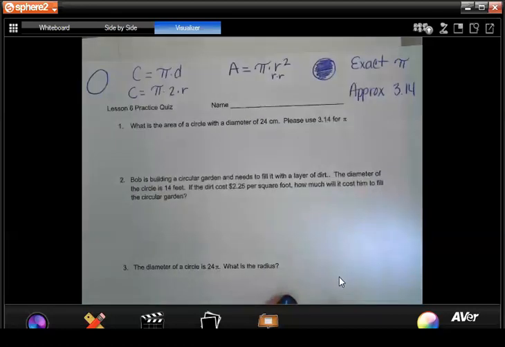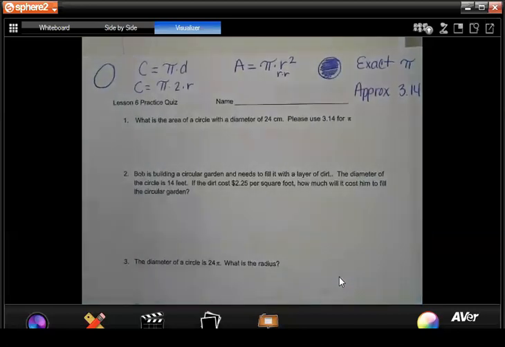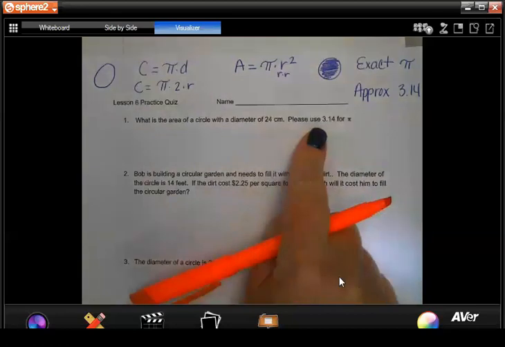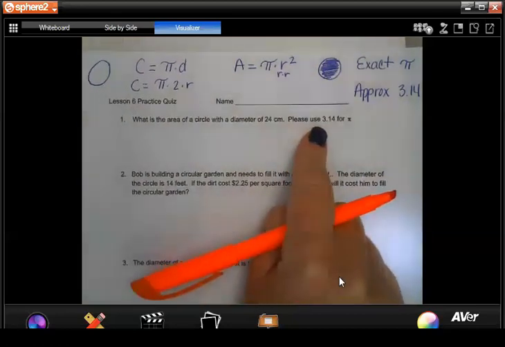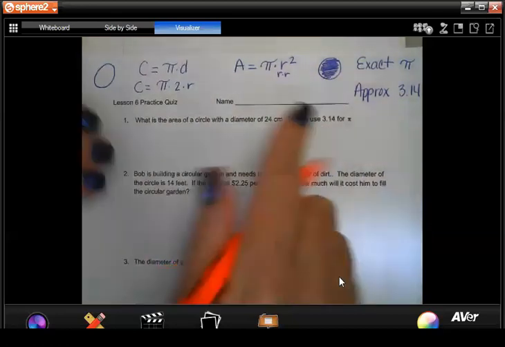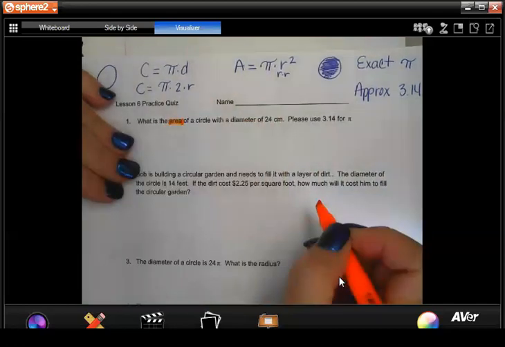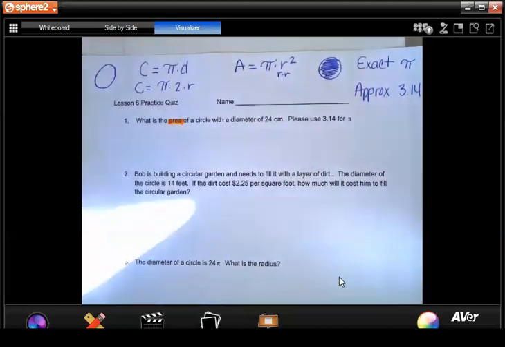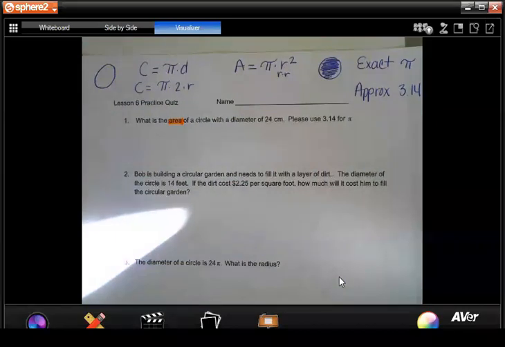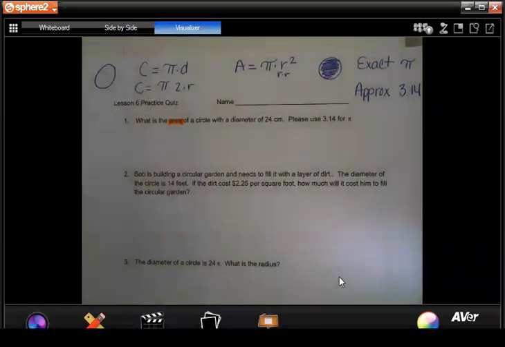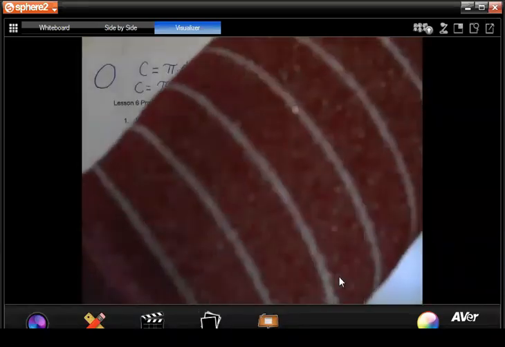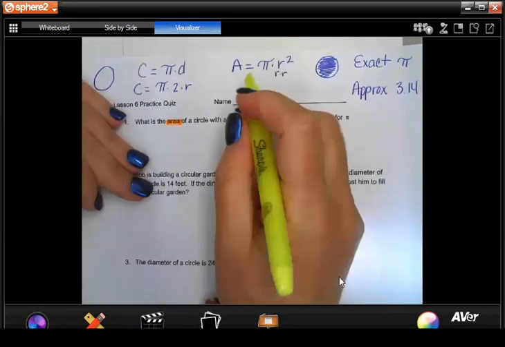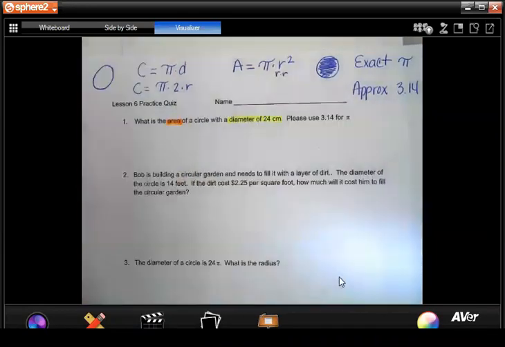All right, so here's our first problem. What is the area of a circle that has a diameter of 24? Please use 3.14 for pi. I'm going to read it again. What is the area of a circle? Okay, and what we know is that the diameter of this circle is 24.